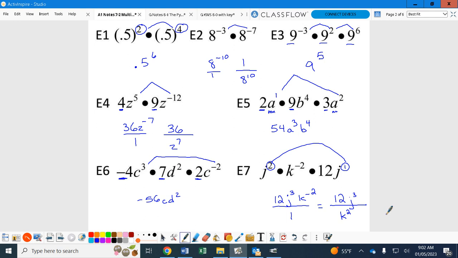Concerns, questions, anything before we go to our next step, which is the basics of scientific notation and multiplying scientific notation?